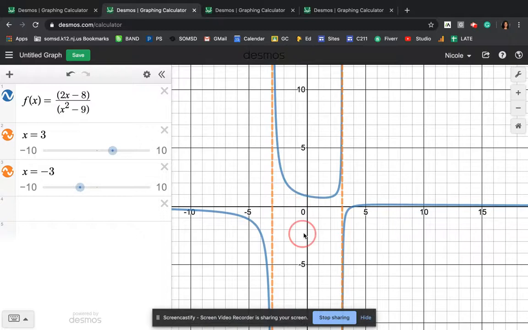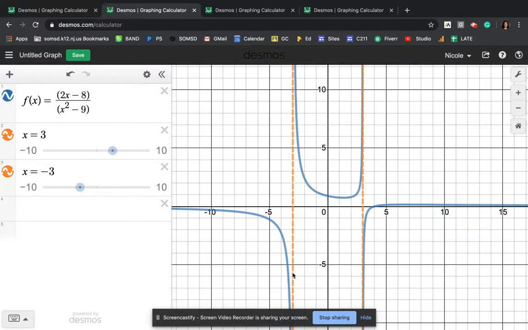So it's really important for you to understand that those asymptotes are like walls. The function cannot cross the wall, so therefore, in order for the function to go from here to here, this has to be completely separate from this portion, and same for here.